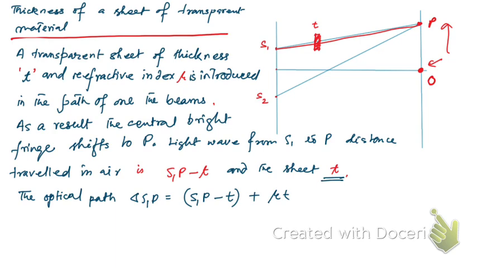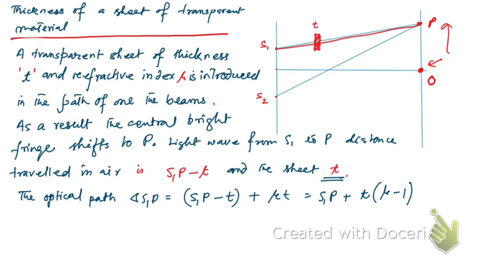And now let me simplify this. On simplifying, what are we going to have? We can write S1P, and we can take t common from these two terms. So here we get mu minus 1. If you open this bracket, then from these two terms you can take t common. Hope you have understood this.